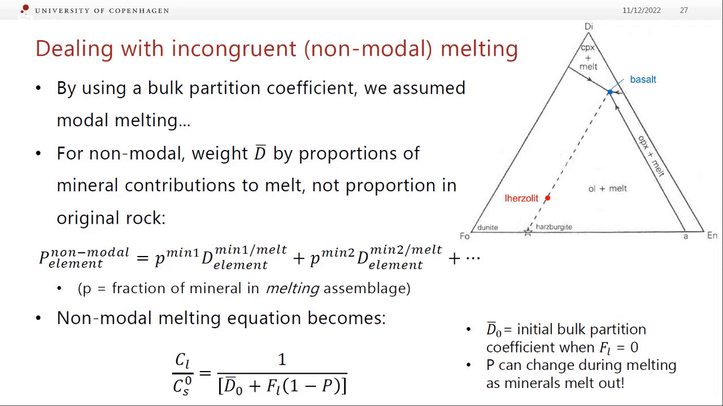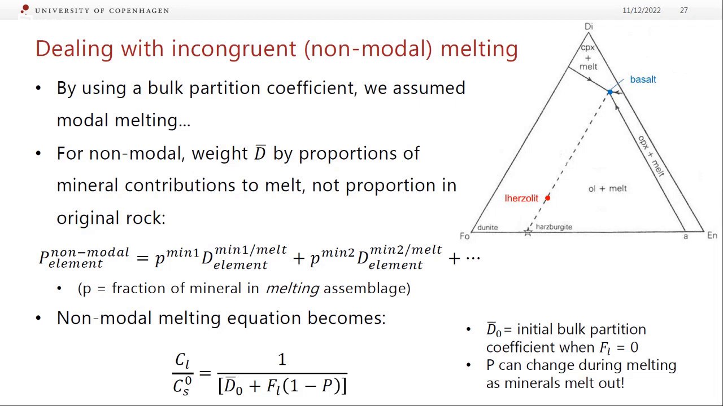So instead of it being, olivine's 50% in the rock, so it's 50% in the melt, it would be maybe 20% in the melt, or 10, right? If we do a ternary thing, we don't have a lot of olivine entering the melt. So this is basically the same thing, but these P's are the fraction of the mineral that is in the melting assemblage, not the fraction of the mineral in the original rock. And so this melting equation is virtually the same, but instead we have this D0, which is the initial bulk partition coefficient, and we have this P here, which is the proportion of the melt that is coming from each mineral.